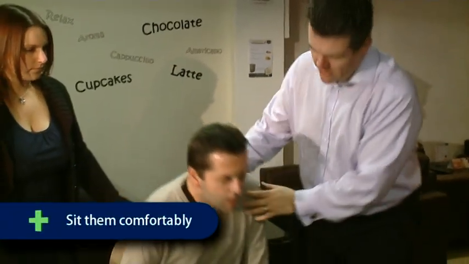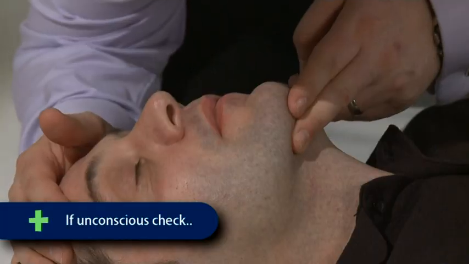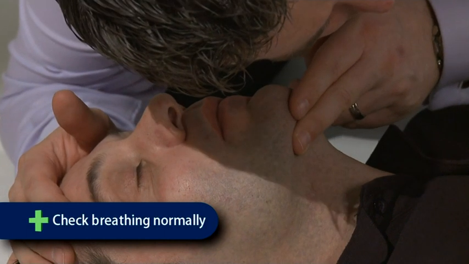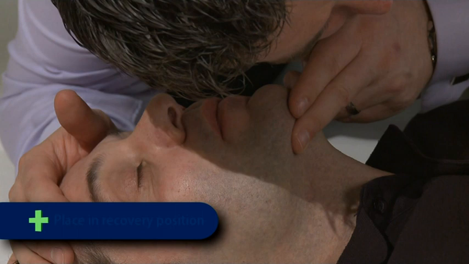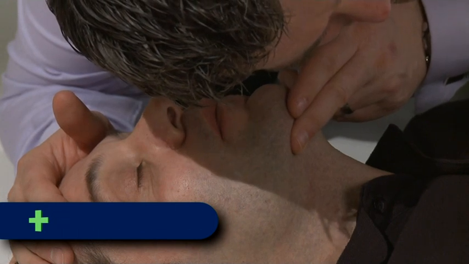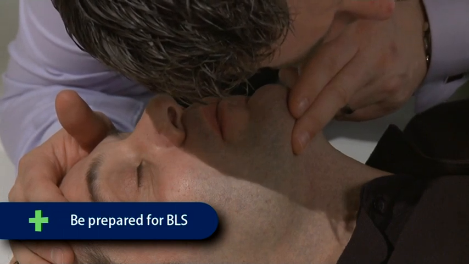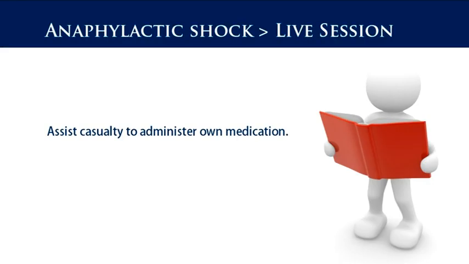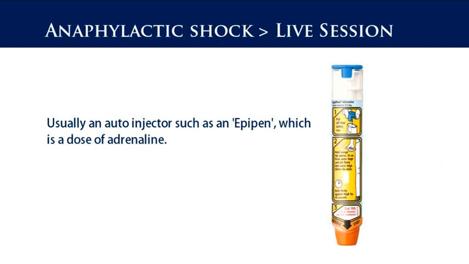So to treat a casualty with anaphylactic shock, you should call for an ambulance immediately. If the casualty has a breathing difficulty, help them sit up into a comfortable sitting position. If they are unconscious, check that the airway is open and clear, and check that they are breathing normally, and if so, place them in the recovery position. And you should always be prepared to resuscitate your casualty because of the risk to the airway. You should then assist the casualty to administer their own medication. This is usually in the form of an EpiPen, which is a dose of adrenaline.